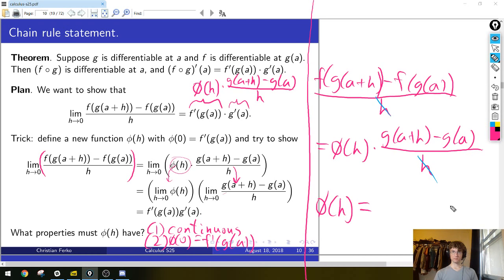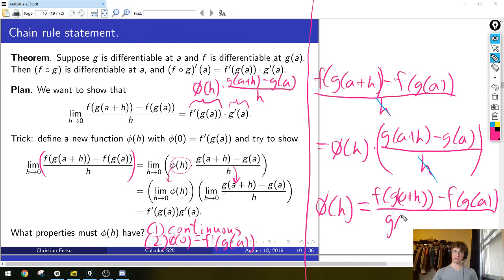Wait, is it going to be 1 over h, or am I missing something? Well, no, when we cancel the h's, we have phi times the quantity g of a plus h minus g of a equals f of g of a plus h minus f of g of a. So I'm just suggesting divide both sides by this, and then write phi of h equals f of g of a plus h minus f of g of a, all divided by this thing, g of a plus h minus g of a. It's just algebra. It's phi times this thing equals this thing, so I say divide both sides by this, right?